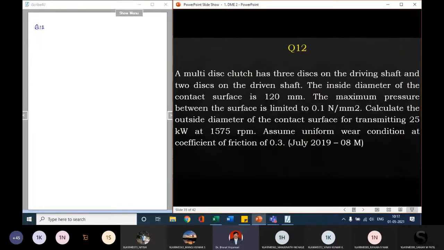Question number 12. A multi-disc clutch has 3 discs on the driving shaft and 2 discs on the driven shaft. Can you tell me the values? 2 and 3. n1 will always be the smaller number and n2 the larger number. Simple: n1 is equal to 2, n2 is equal to 3. Now, what should be the value of n? n is equal to 2 plus 3 minus 1, which is 4. This is the value of n. He has given n1 and n2 also.